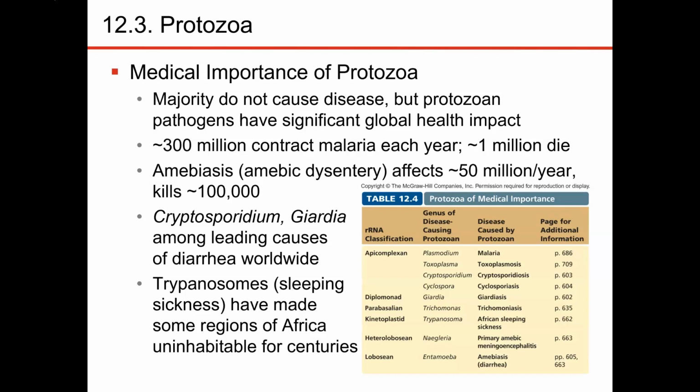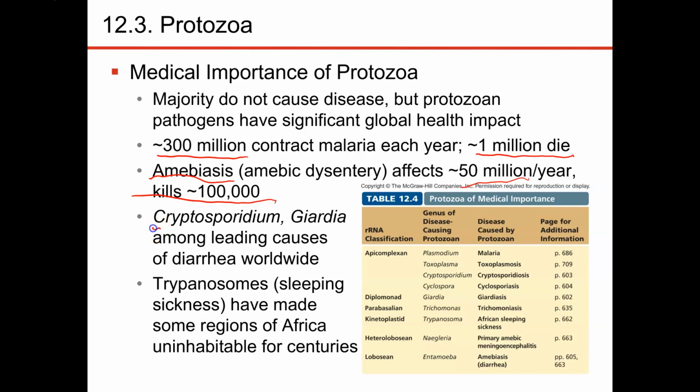Malaria is caused by Plasmodium. Plasmodium that causes malaria kills approximately 1 million individuals each year, and 300 million contract the disease every year. Amoebiasis, which is serious dysentery, so severe diarrhea, affects 50 million every single year and can kill up to 100,000 every year.